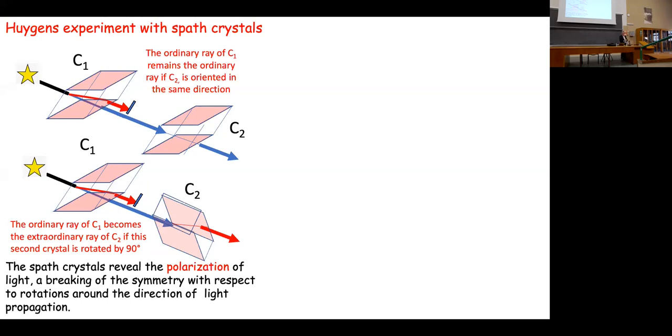Now, if the two crystals are oriented in the same way, you see that the ordinary ray of the first crystal goes on as the ordinary ray in the second one. But if you turn the second crystal by 90 degrees, you see that the ordinary ray of the first crystal becomes the extraordinary ray of the second one. And this is a property of polarization.